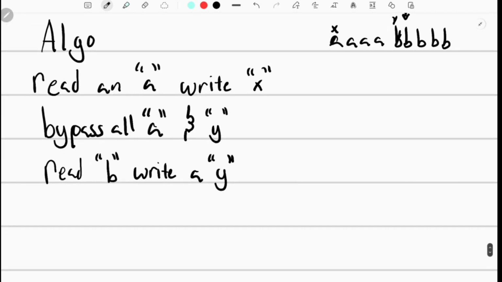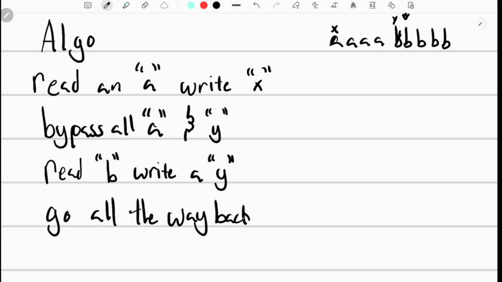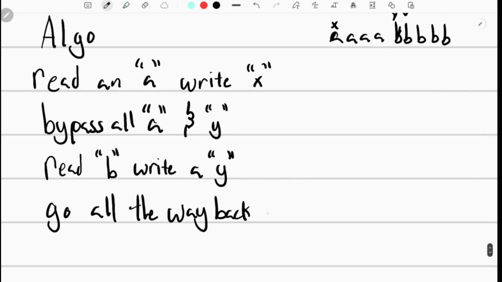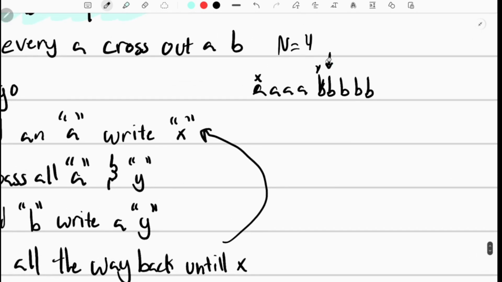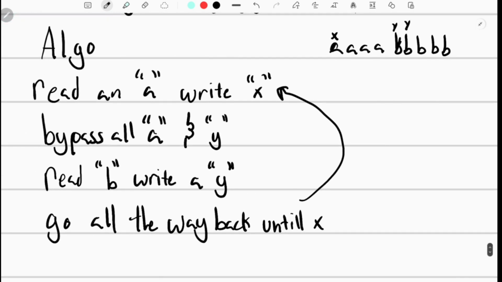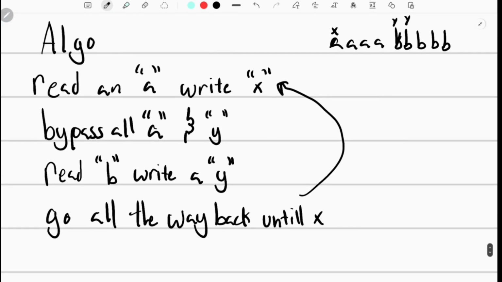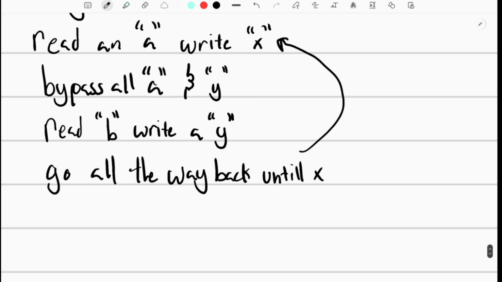And now we could kind of loop. So we could say go all the way back until we hit an X. And then you'll see right now until X. Yeah, I kind of like to draw the little loop. Say we're right here, we would change this B to a Y. Now we're right here. So we're going to pass the Y's and the A's until we hit an X, because when there's an X, to the right of it has to be an A, or if not, we're done. So that's what we're saying. Go all the way back into an X.